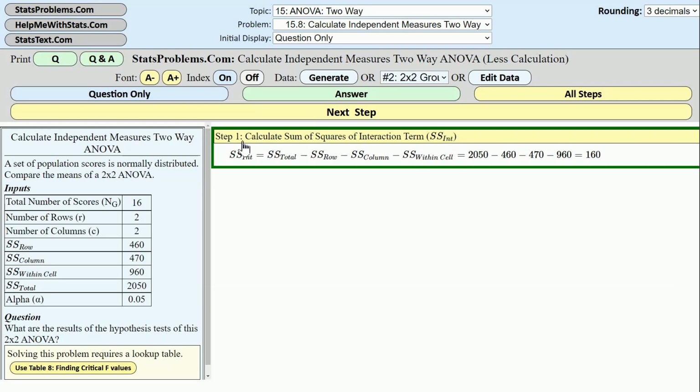In Step 1, we calculate the sum of squares of the interaction term, SS int. Sum of squares interaction, SS int, equals sum of squares total, SS total, minus sum of squares row, SS row, minus sum of squares column, SS column, minus sum of squares within cell, SS within cell. In this example, SS int equals 2050 minus 460 minus 470 minus 960, which works out to 160.